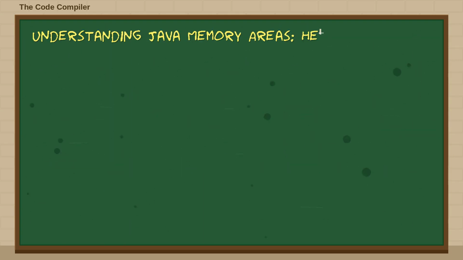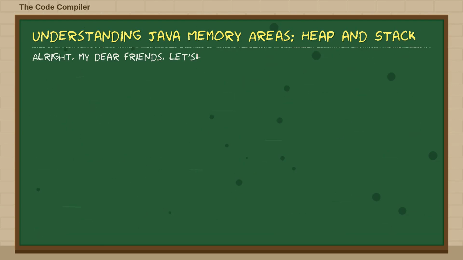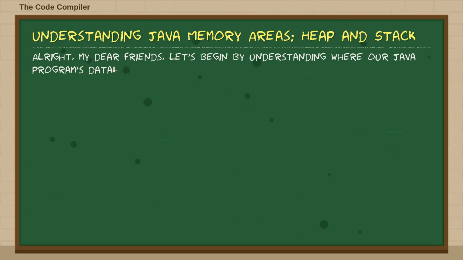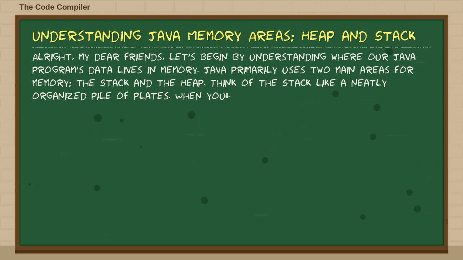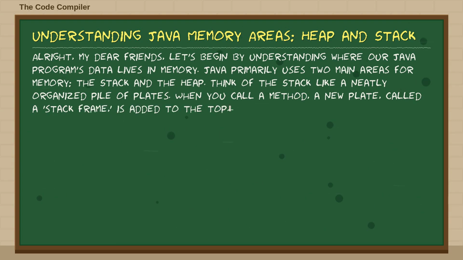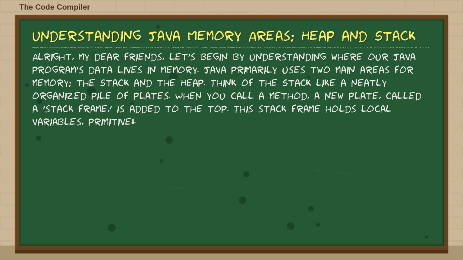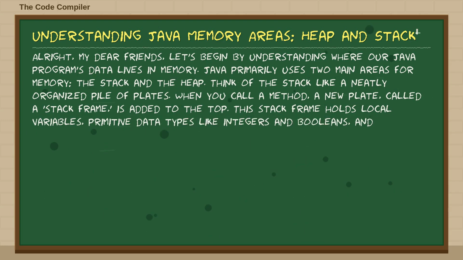Alright, my dear friends, let's begin by understanding where our Java program's data lives in memory. Java primarily uses two main areas for memory, the stack and the heap. Think of the stack like a neatly organized pile of plates. When you call a method, a new plate, called a stack frame, is added to the top. This stack frame holds local variables, primitive data types like integers and booleans, and references to objects. When the method finishes, its stack frame is removed.